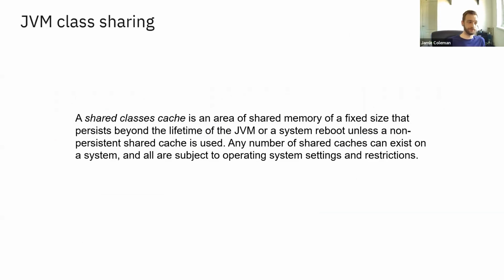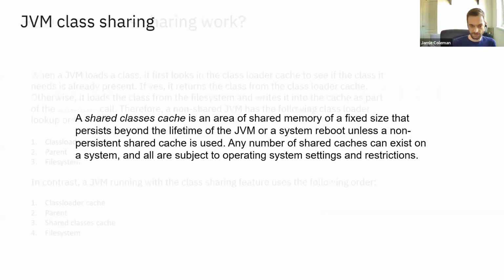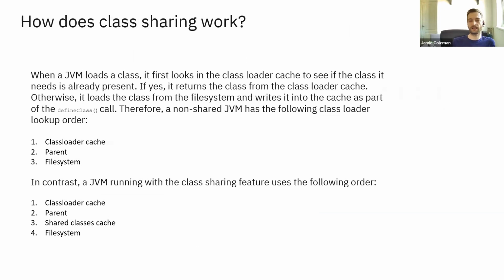So the class cache sharing is what I was on about, and that's what we've been using to try and get down to that 1 second startup time. And it's really easy to enable on OpenLiberty. I presume different Java application servers have different ways of enabling JVM arguments. Normally a class loader would go class loader cache, parent, and the file system, whereas now we're using the class loader cache, parent, and the shared classes cache.